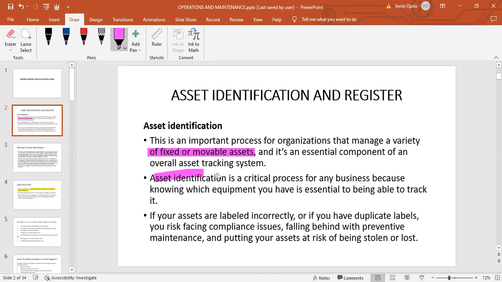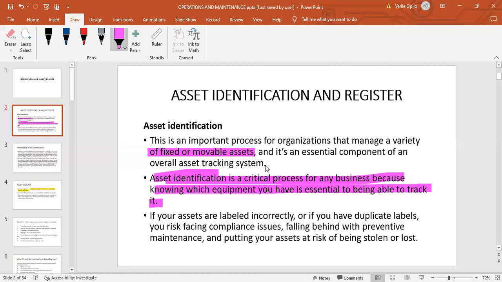So asset identification is a critical process for any business, because knowing which equipment you have is essential to be able to track it. You need to be able to identify what my assets are and where they are, so that you can keep track of them. But if you don't identify your assets, then you will not be able to track them. And if you don't track them, then you're going to experience losses of those assets. People are going to steal your assets, people are going to misappropriate those assets.